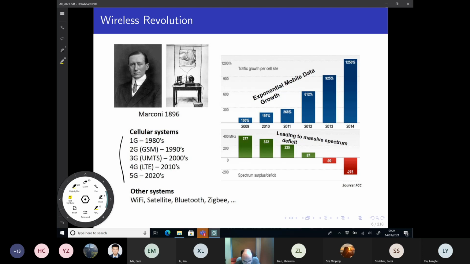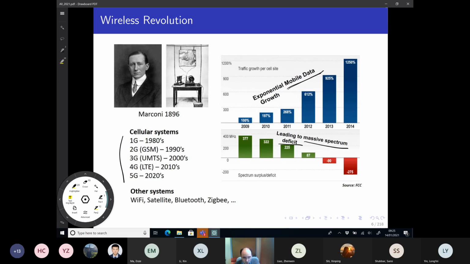And we need this because we see an exponential growth in mobile data, and we have a massive spectrum deficit. We have more and more wireless applications, which means the spectrum is getting progressively more crowded. So what we need to do is find really efficient communication strategies that enable us to do as much as possible with a limited spectrum in order to cope with this exponential mobile data growth.